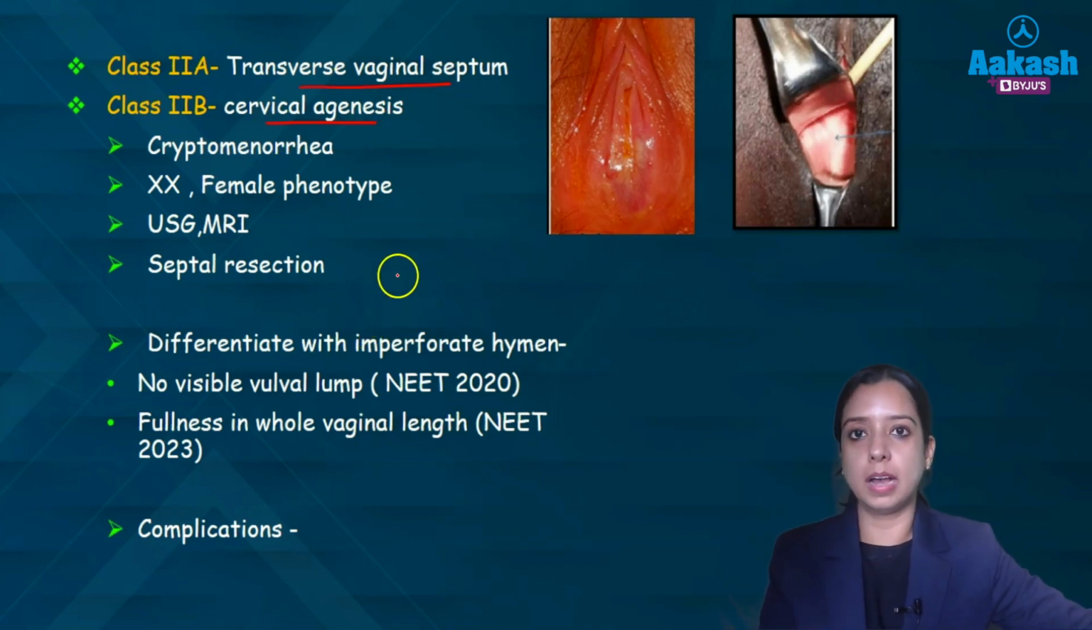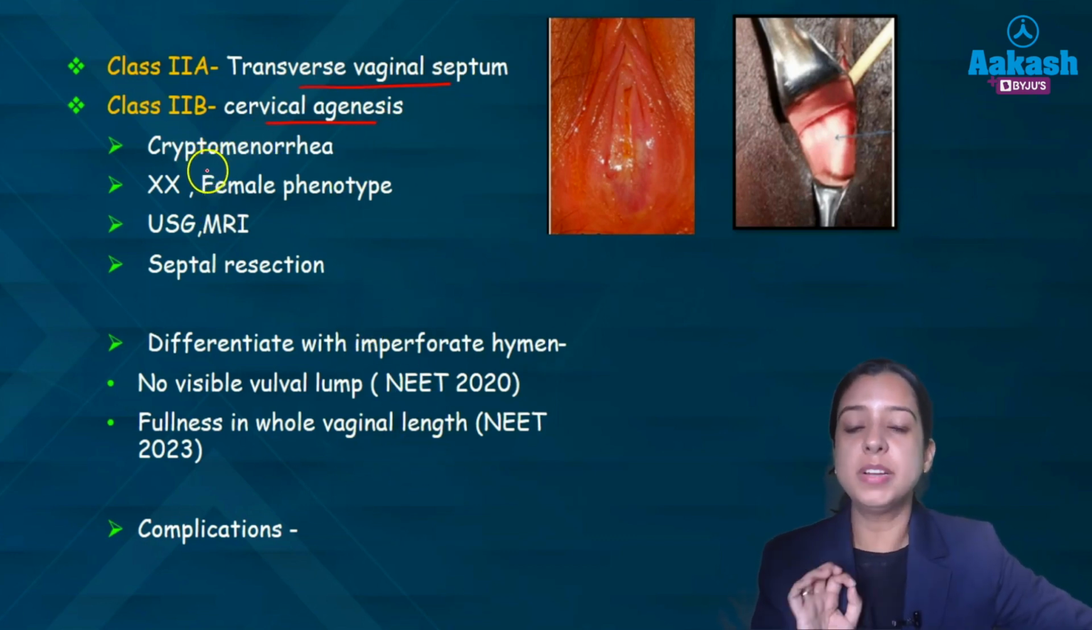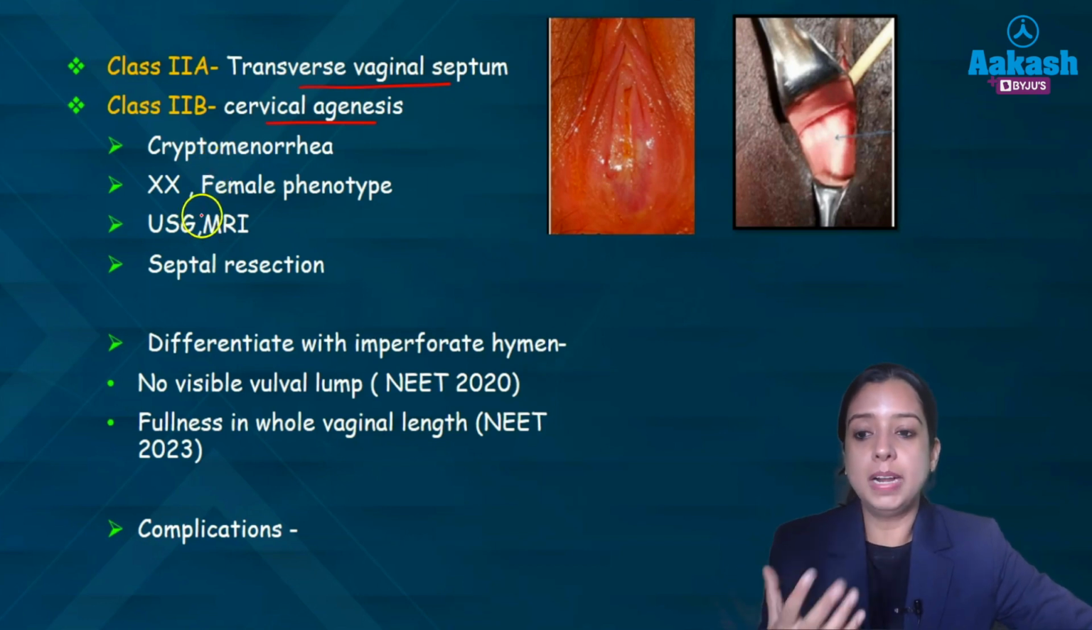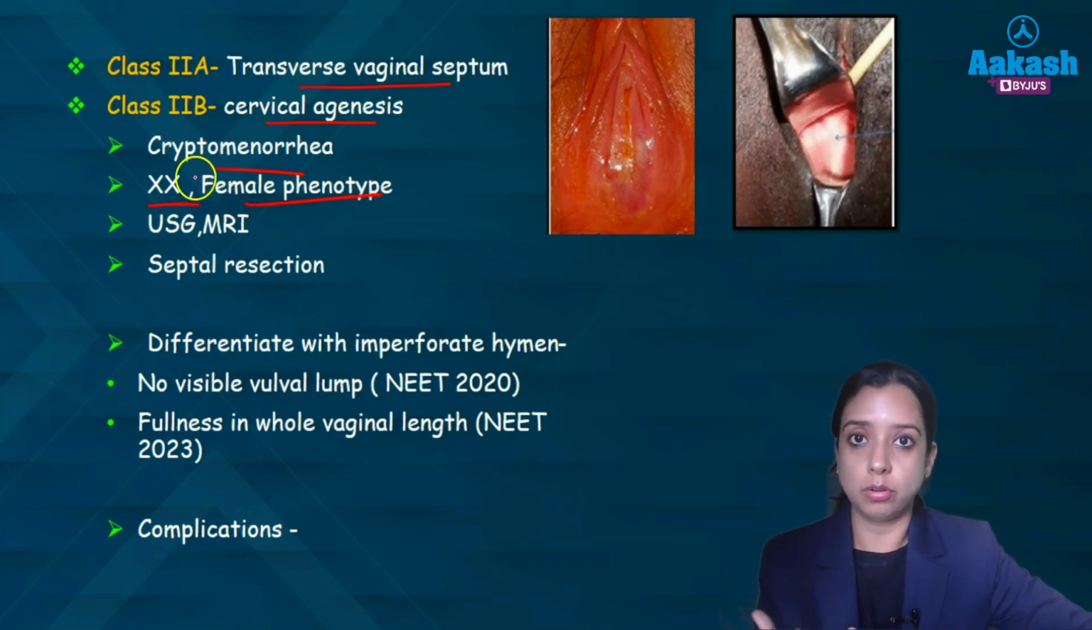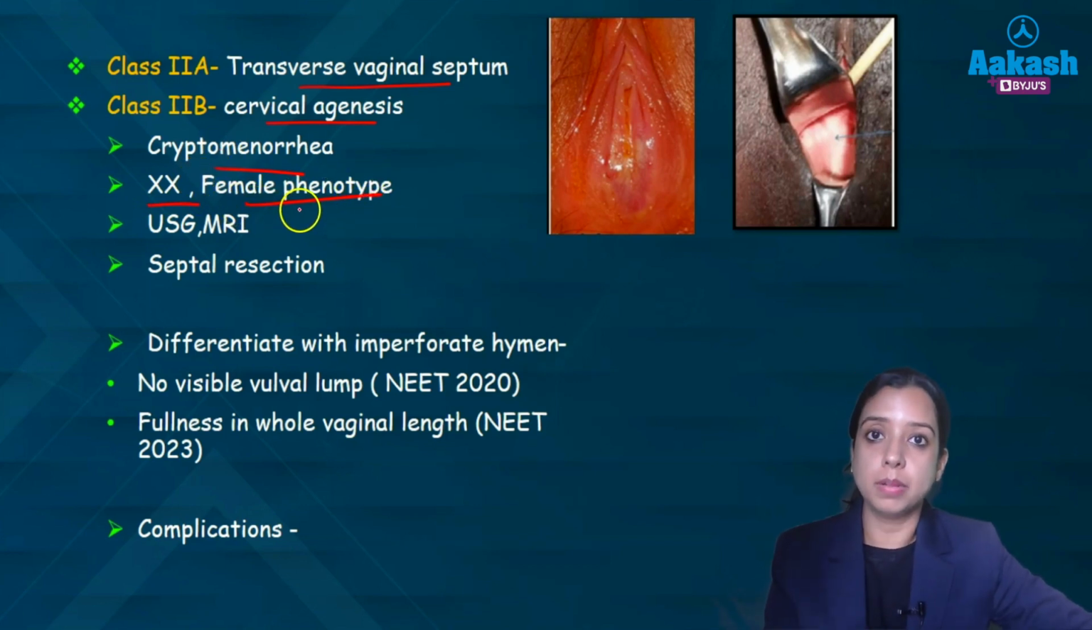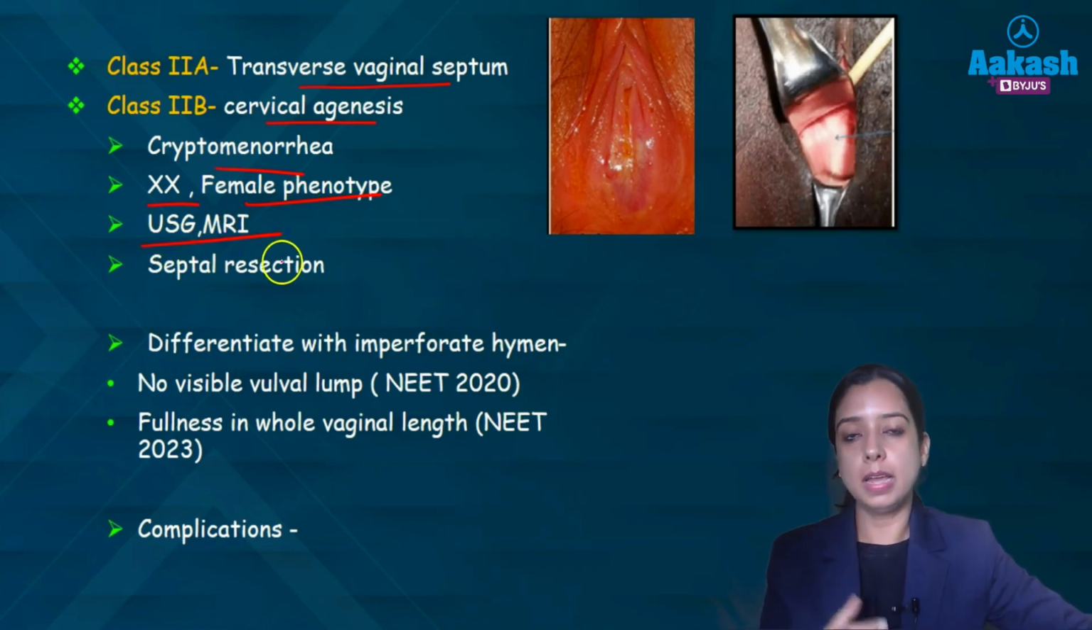A lot of questions have been asked on these also. How will the patient present? Patient has a uterus but the bleeding is not coming out. So the patient will have cryptomenorrhea. It is XX, female phenotype, right? But cryptomenorrhea. There will be a lump in the abdomen because of the blood being collected in the uterus. Ultrasound and MRI can be used for diagnosing the patient.